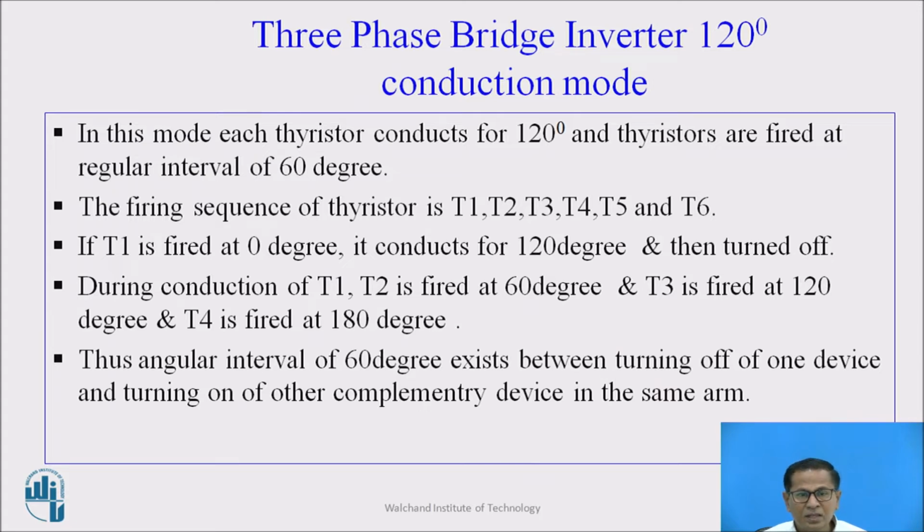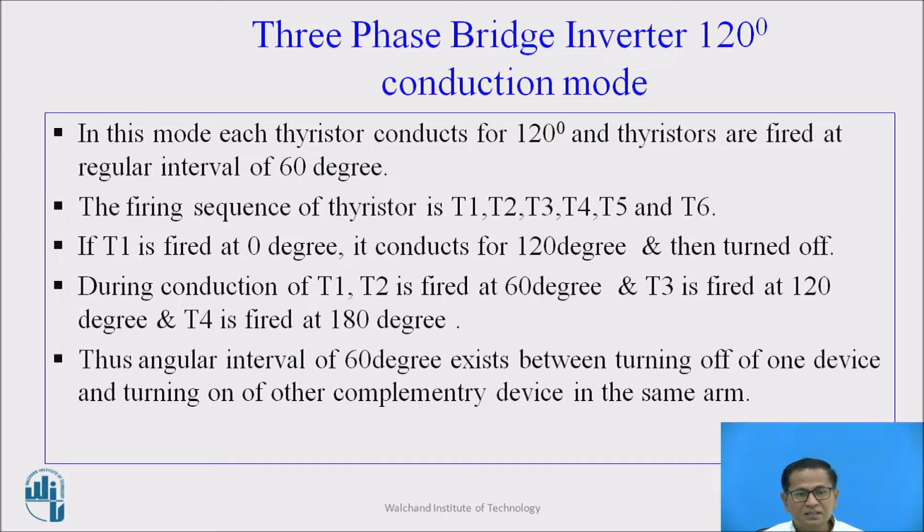Now, in this mode, each thyristor conducts for 120 degrees and thyristors are fired at regular intervals of 60 degrees. The firing sequence of thyristors is T1, T2, T3 up to T6. If T1 is fired at 0 degrees, it conducts for 120 degrees and then turns off. During the conduction of T1, T2 is fired at 60 degrees, T3 is fired at 120 degrees and T4 is fired at 180 degrees.